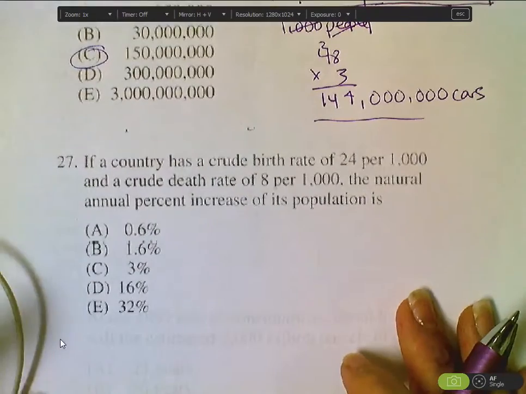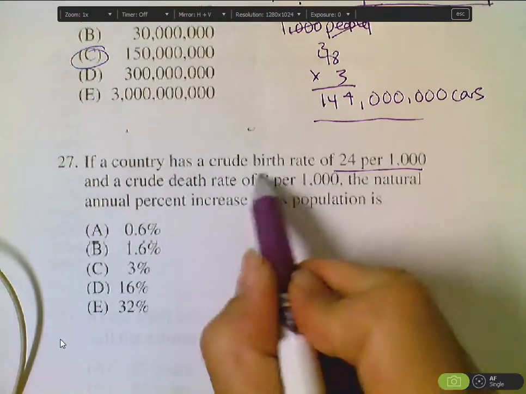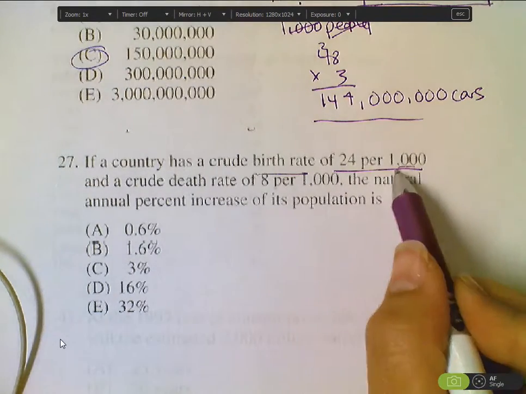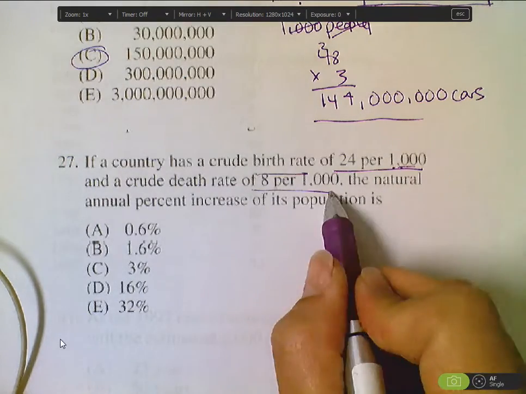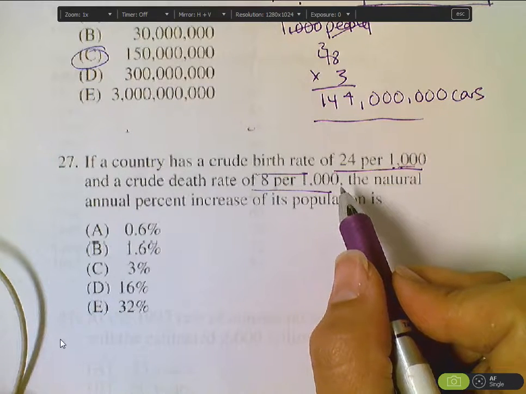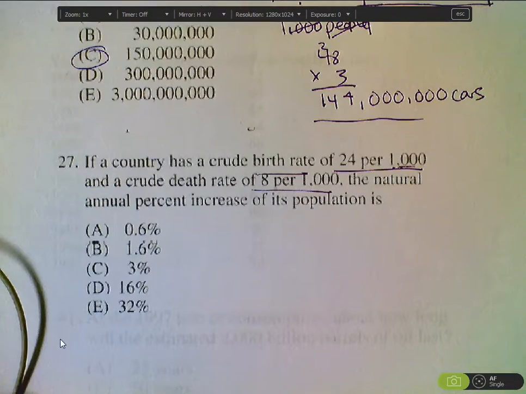Number 27. If a country has a crude birth rate of 24 per 1,000, because that's the definition of a birth rate, they do it per 1,000 instead of per 100. So that's important, the fact that it's per 1,000. And a crude death rate is 8 per 1,000. Sometimes you'll also see them give you the immigration and the emigration, or they go ahead and combine that into a net migration. So if you have more immigrants coming in than leaving, you're going to have a positive net migration.